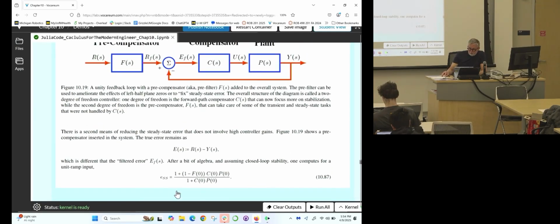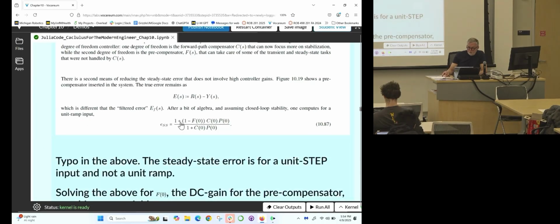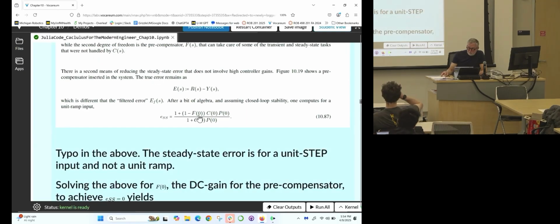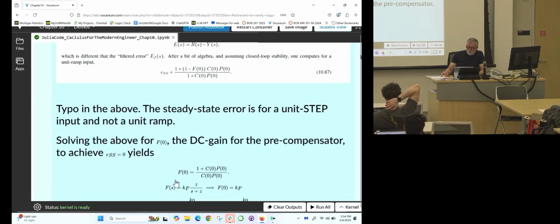You can calculate that the steady state error from R to Y is given by this formula: 1 minus what's called the DC gain. When you take a transfer function and you plug in 0, the imaginary part of that is 0, and that's the frequency, so that's why it's called DC gain. You can do the same for the compensator and the plant. And then you can just solve this to make the steady state error equal to 0. So you want to set the numerator equal to 0.